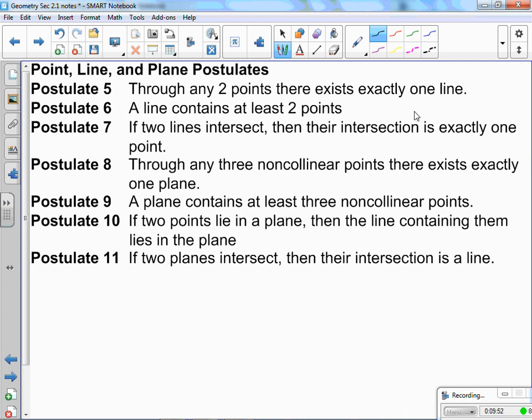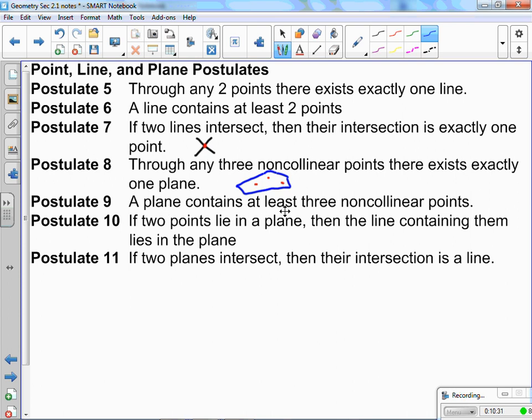Right. Postulate 7, if 2 lines intersect, then their intersection is exactly 1 point. Right, so if I have two lines intersecting, then where they intersect is just 1 point. Postulate 8, through any three non-collinear points, there exists exactly one plane. So if I have 3 points that are not on the same line, then there is one plane that would hold those 3 points.